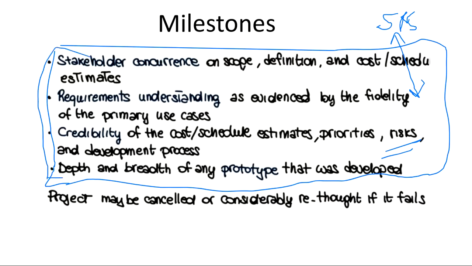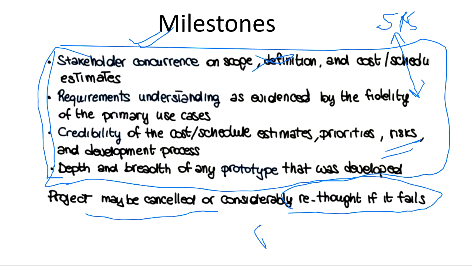Okay. And what will happen if these milestones are not reached, if there is no coherency, everyone is fighting over the things, you are not able to create prototypes or you're not able to achieve what the user is asking or desiring? The project may be cancelled or considerably rethought if it fails. Simply put, if everyone is fighting in the boardroom, some saying we need C++, someone else saying Java, what will happen? The project will fail at this stage only.